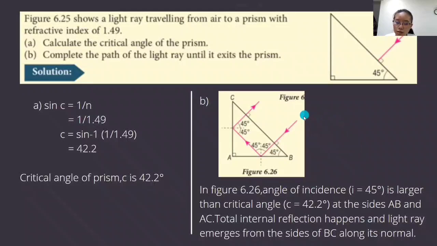So it means that the light travels from here and reaches AB. Then the angle of incidence is larger than the critical angle. So total internal reflection occurs and the light reflects to here, the AC side. When it reaches the AC side, total internal reflection occurs again. Then the light emerges from the side BC along its normal.